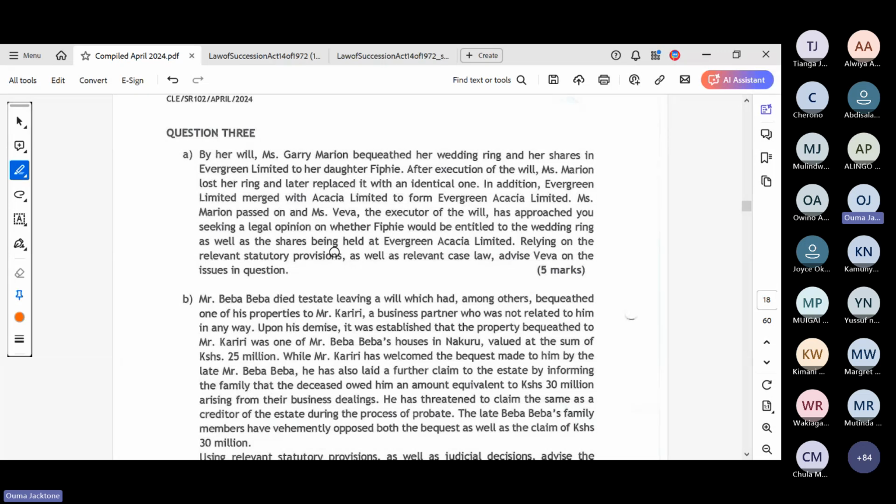But the main principle being tested here is ademption. The ring that was given in the will is not there. Ademption. The shares that were given to her are not there. Ademption. Are you together? So I hope you get what I'm saying without belaboring the point.